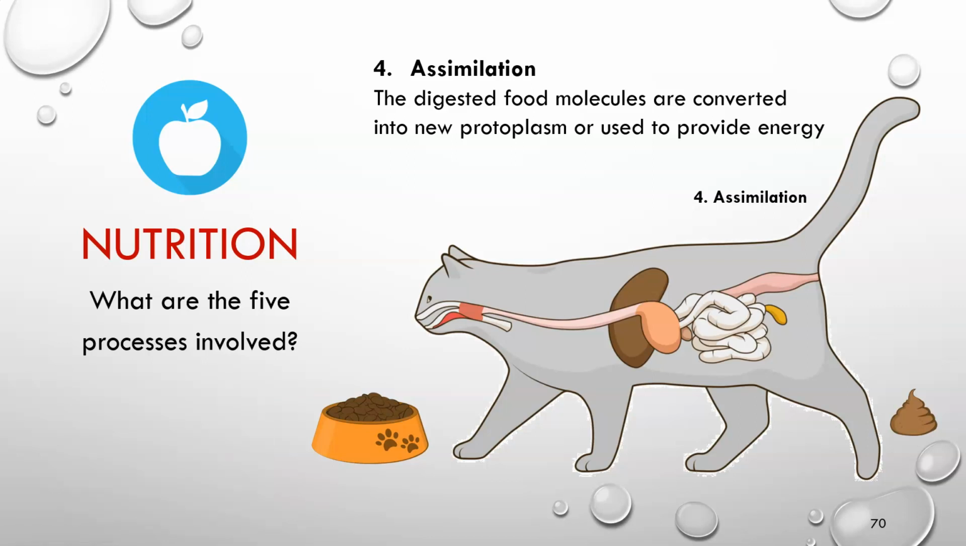assimilation. Okay, so assimilation means that the digested food molecules are converted into new protoplasm or used to provide energy. Okay, so remember we learned about protoplasm. Do you still remember what protoplasm means? So protoplasm refers to the cell membrane, the cytoplasm, the nucleus.